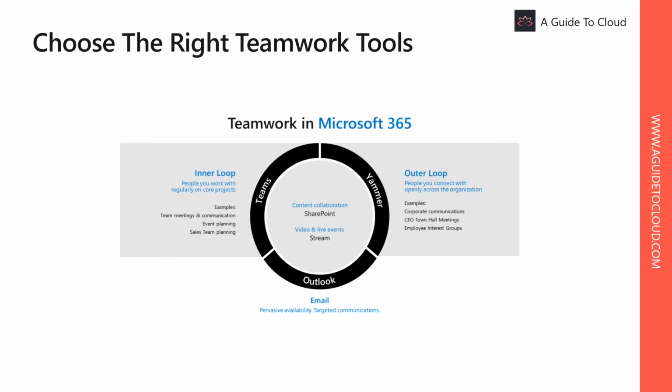So which tools are best for your organization's teamwork needs? It generally depends on your team members' role in the project and how you intend to communicate and collaborate with them. Team members can typically be categorized as either part of the inner loop or outer loop for people that you collaborate with. So the inner loop is made up of people you actively work with on a regular basis. Use Microsoft Teams to let the inner loop members stay tightly connected on project updates and related content and files no matter where they are located.